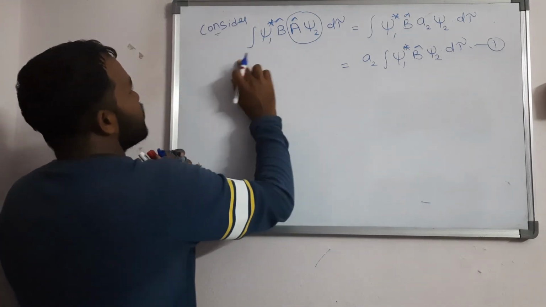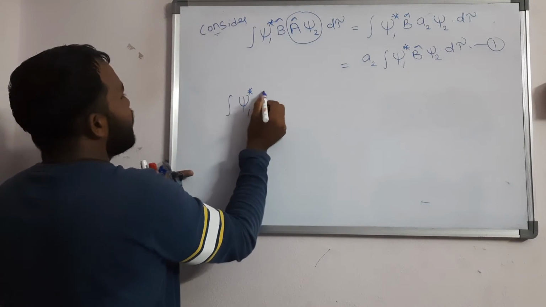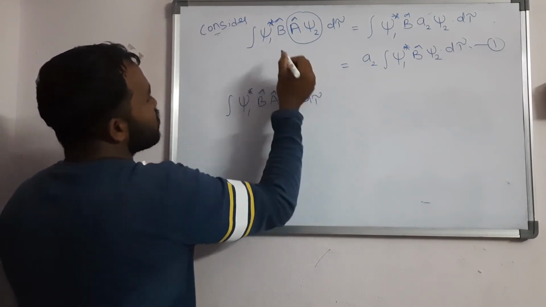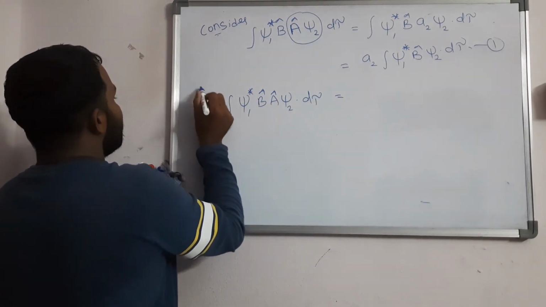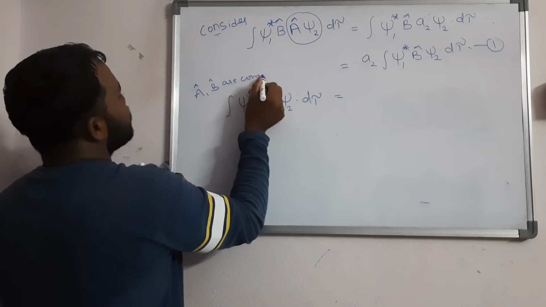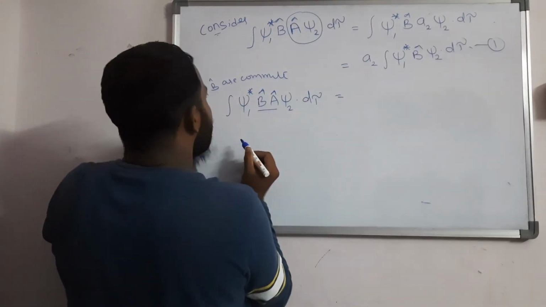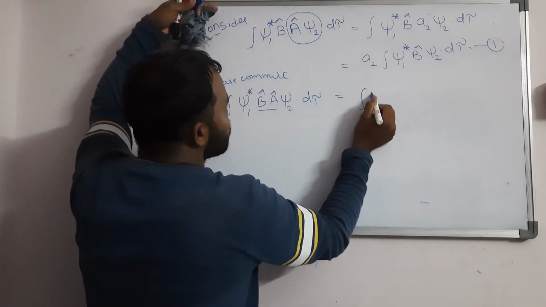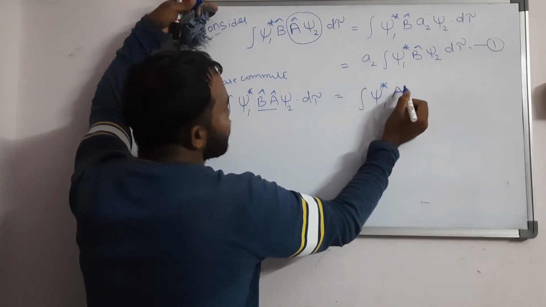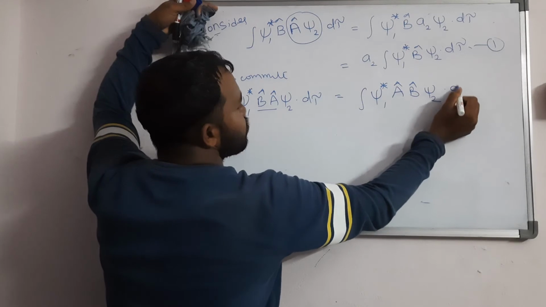Now take the same equation again: the integral of psi 1 star, B cap, A cap, psi 2 d tau. Since A cap and B cap commute with each other, B cap A cap is the same as A cap B cap. So it becomes the integral of psi 1 star, A cap B cap, psi 2 d tau.